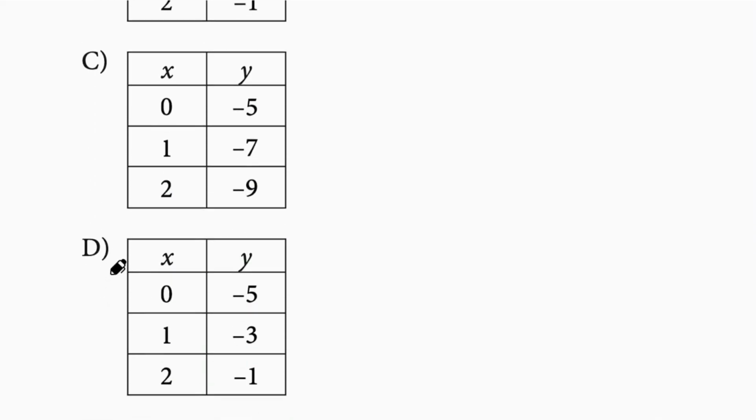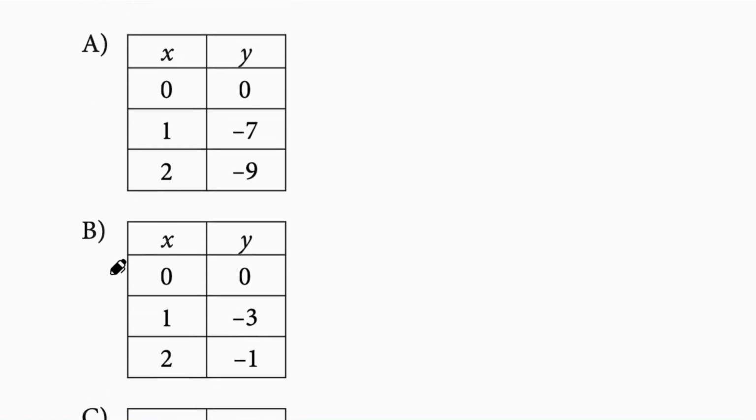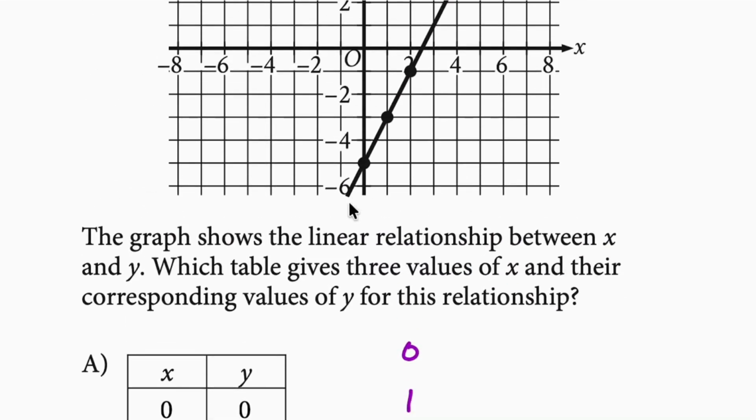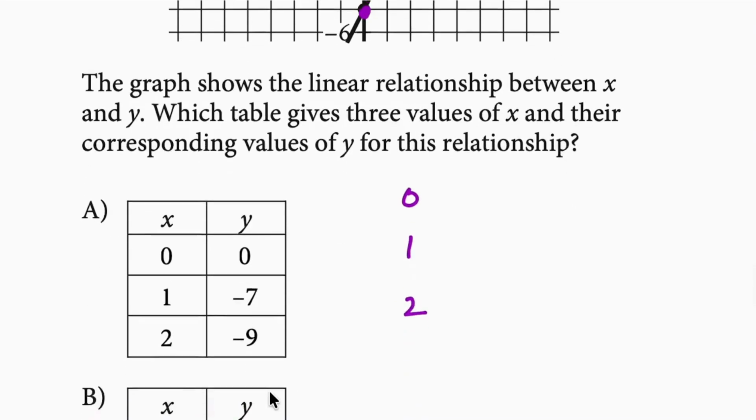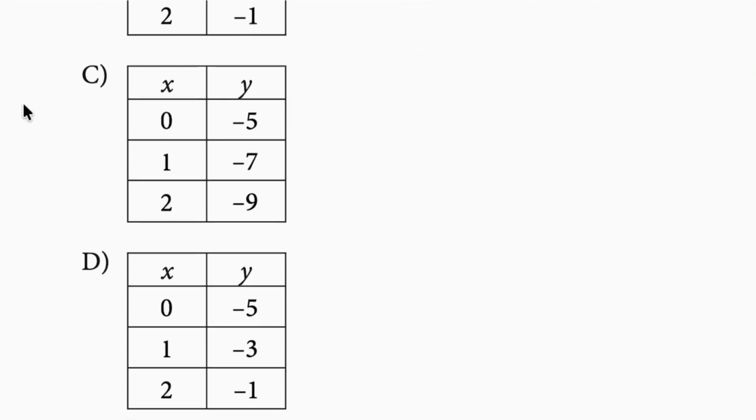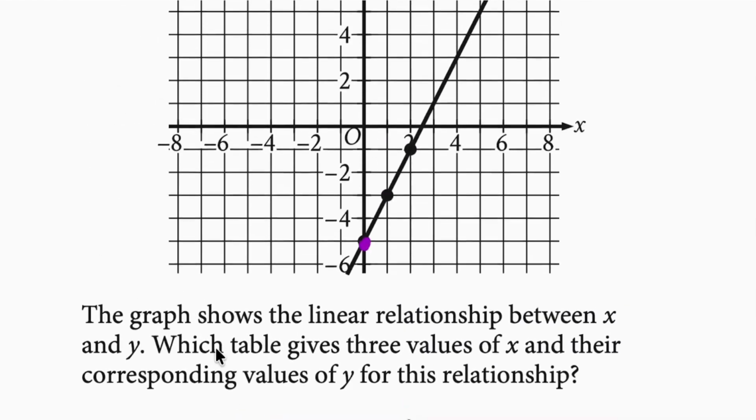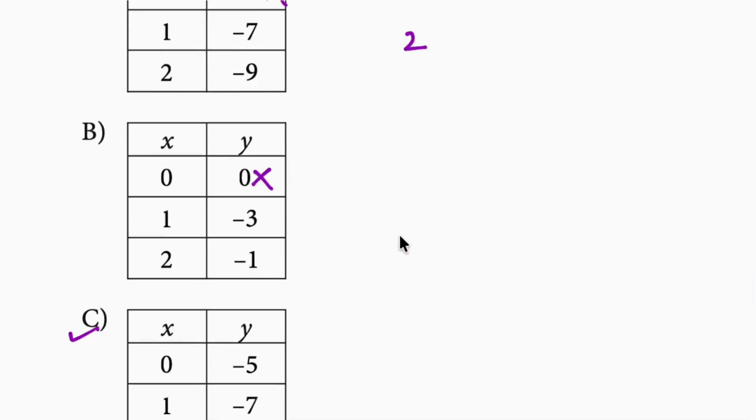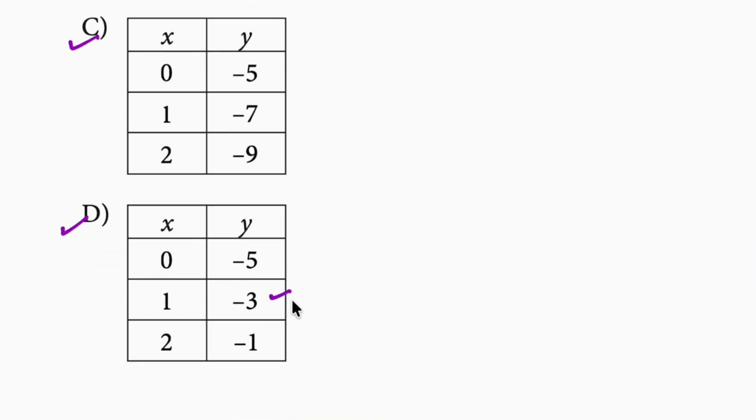A, B, C, D, all options have the same input 0, 1 and 2. So that means we have to check the values of the graph at 0, 1 and 2. Now if I check this graph, the y-intercept is -5. So 0 and 0 is deleted, right? This is deleted. This is deleted. Okay, 0 and -5, so the options are C or D. Now let's go back to the graph and check when x is 1, what is the value of y? So when x is 1, the value of y is -3, this one, right? That means 1 and -3 is our right option. D is the right option.